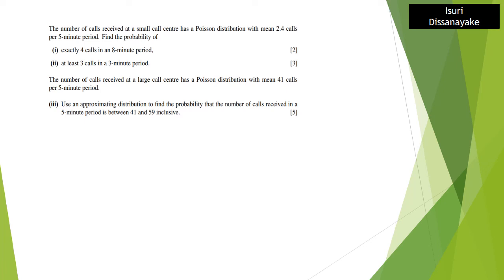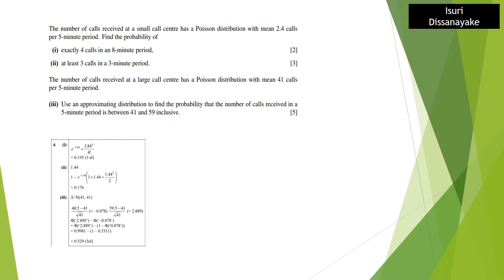And the next part is the number of calls received at a large call center has a Poisson distribution with mean 41 calls per 5-minute period. So it's a large mean there. And the sum itself says to use an approximating distribution to find the probability that the number of calls received in a 5-minute period is between 41 and 59 inclusive. I'm not going to work out this sum. I will give you the marking scheme answer.